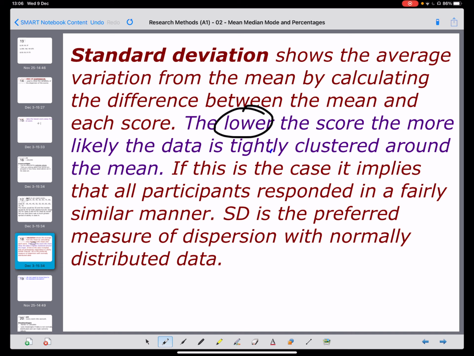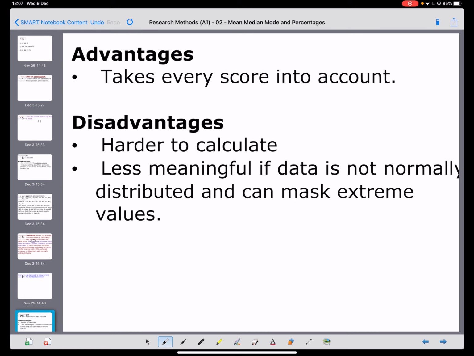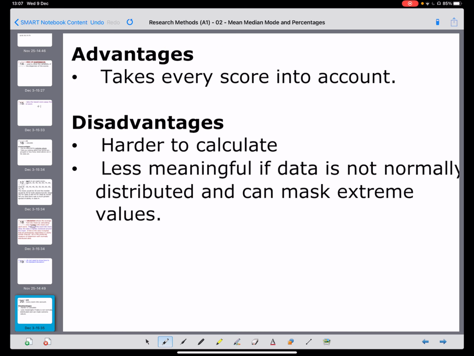So if that is the case, it means the scores are actually clustered together, which is very helpful for us. So therefore, the standard deviation is a way of checking that. But we do not need to know how to calculate it. Now, it's really good because it's quite powerful for us to use, and it takes every score into account. So that's why I can do a comparison between two sets of data and the standard deviation and get an understanding of what I should do.